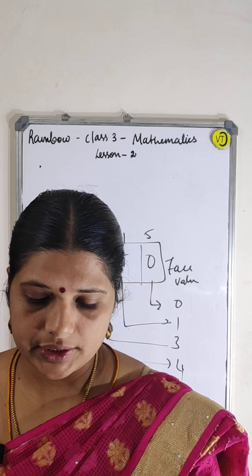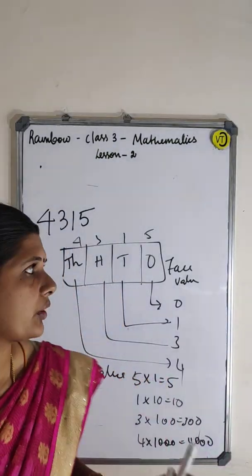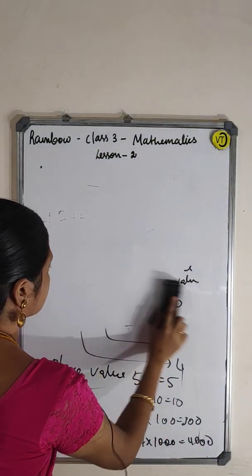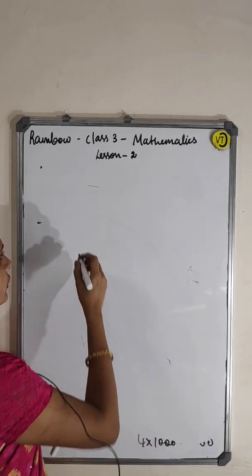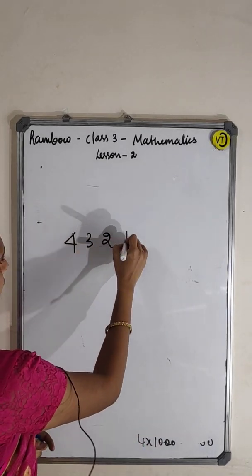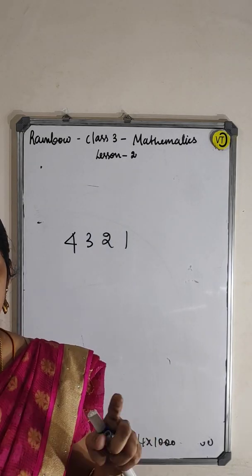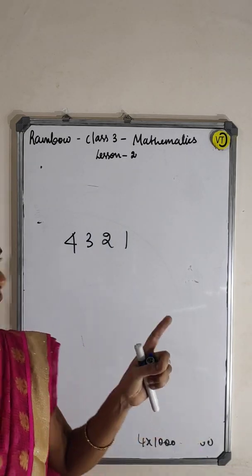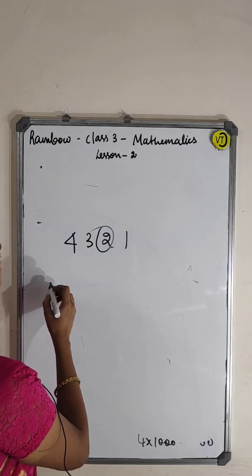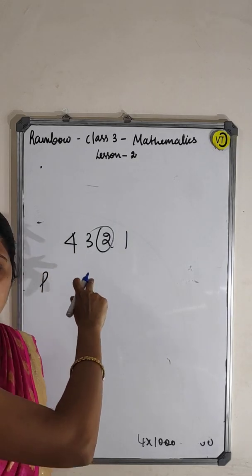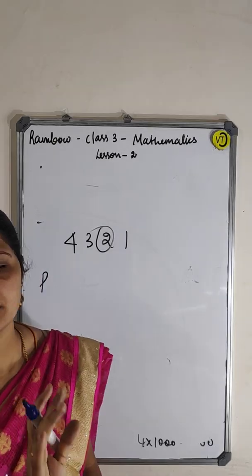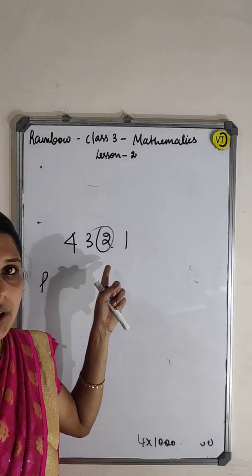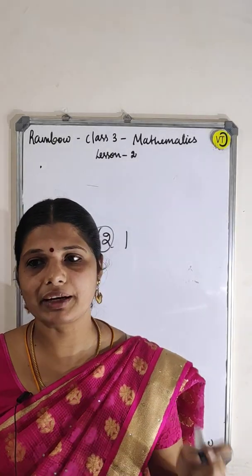Place value and face value I told you. Now I am going to give some examples, right? In this place value and face value, listen now. Now 4, 3, 2, 1. Now you tell me, write the place value and face value of this circled digit. Okay. Place value of 2 is what? Ones, tens, hundreds. Here it is 2 into 100 is equal to 200. What is the face value of 2 here? It is 2 only. The number itself.